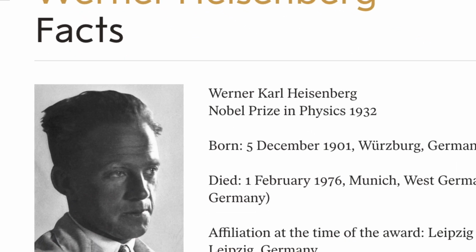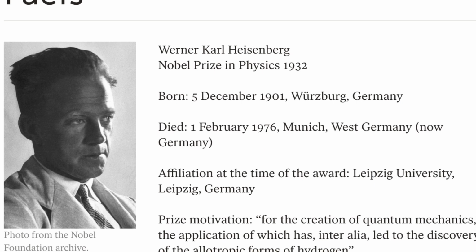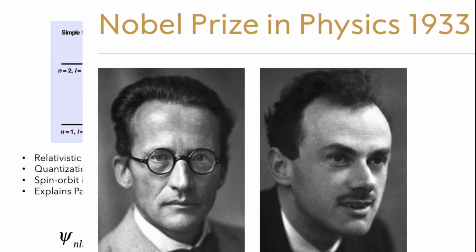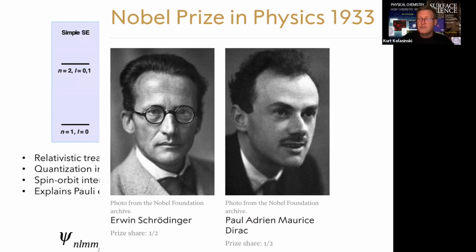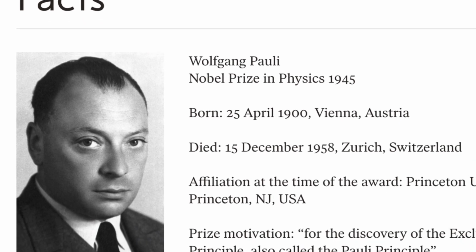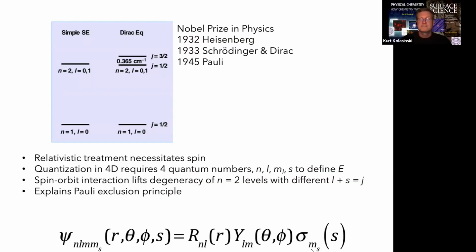Everything seems great. Nobel Prizes getting thrown out all over the place. Heisenberg picks up one. Schrödinger and Dirac get it together. Pauli gets it as well for his spin and all of that. Everyone's patting themselves on the back. It seems like a great time to be a physicist. They've just figured out everything.